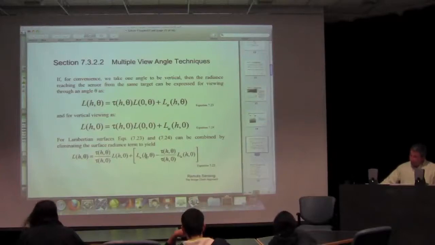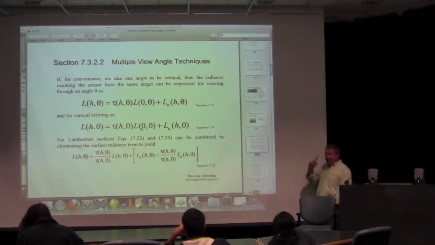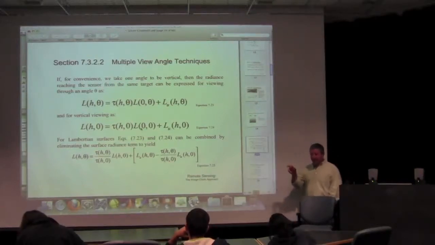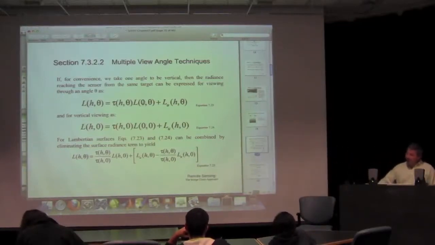Okay. So for a Lambertian surface, you can go ahead and eliminate the surface radiance term and equate everything together, because the surface leaving radiance in a particular direction or straight up, if it's Lambertian, is what? Yeah, it's the same. L_0,0 is the same as L_0,theta. Okay, those two are the same. So if you can equate these equations based on these two terms, you can wind up with a solution where the radiance reaching the sensor at a particular angle is a function of the radiance reaching the sensor looking in the nadir position, straight down.